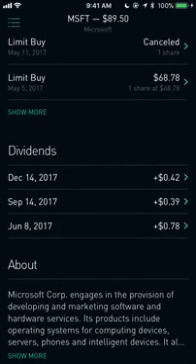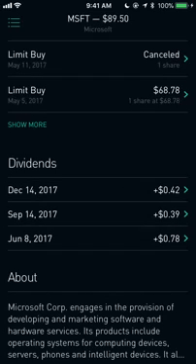So as you can see right here, the payout date for Microsoft this past year was June 8th, September 14th, and December 14th, and I did not own it early enough to get the very first dividend date. So they pay out dividends 4 times a year, so that'd be a quarterly dividend.